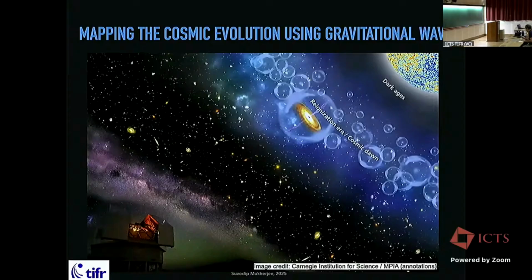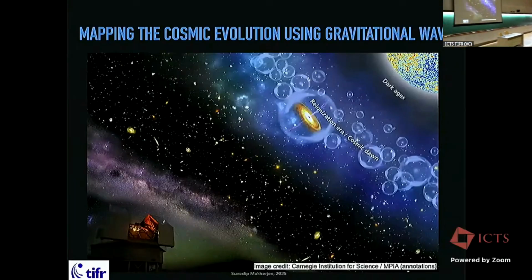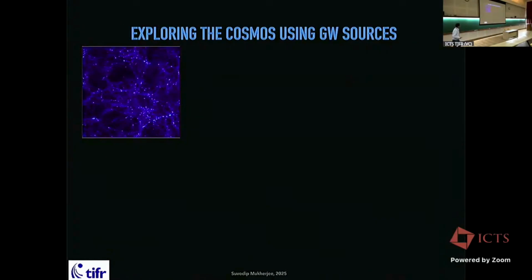So this story of mapping the cosmic evolution with gravitational waves, you have heard two topics, both of them going from low redshift to high redshift universe, touching upon how we can measure the Hubble constant, or so-called Hubble parameter, and also the overall evolution of the universe. But it's a very difficult problem to track.